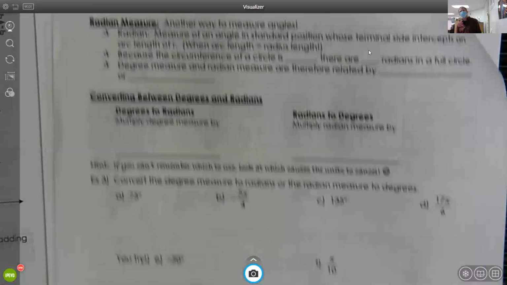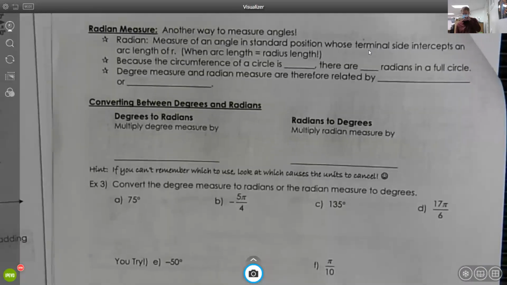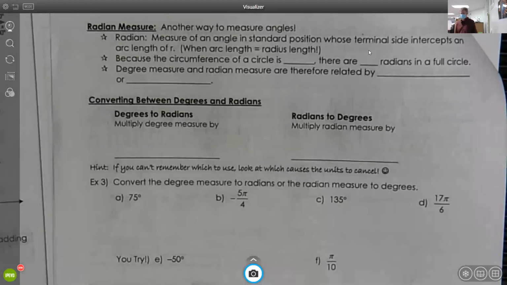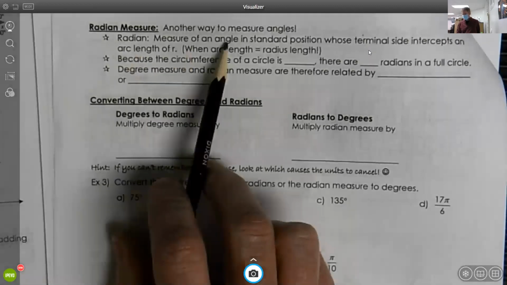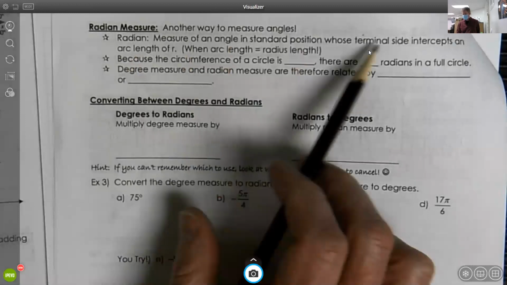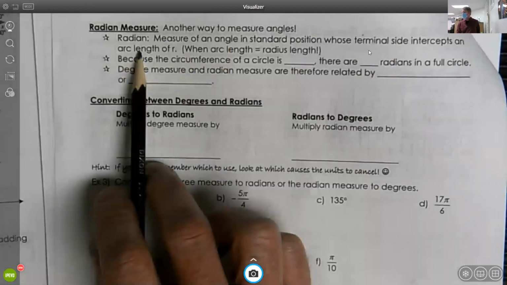Now we finally get to talk about this new language, this radian. What is a radian? It's another way to measure an angle, just like feet or inches are different ways of measuring a distance. Yards is different than feet. Centimeters, meters, those are all just different measurements. A radian is just a different measurement for measuring an angle. A radian is a measure of an angle in standard position whose terminal side intercepts an arc length of a radius.